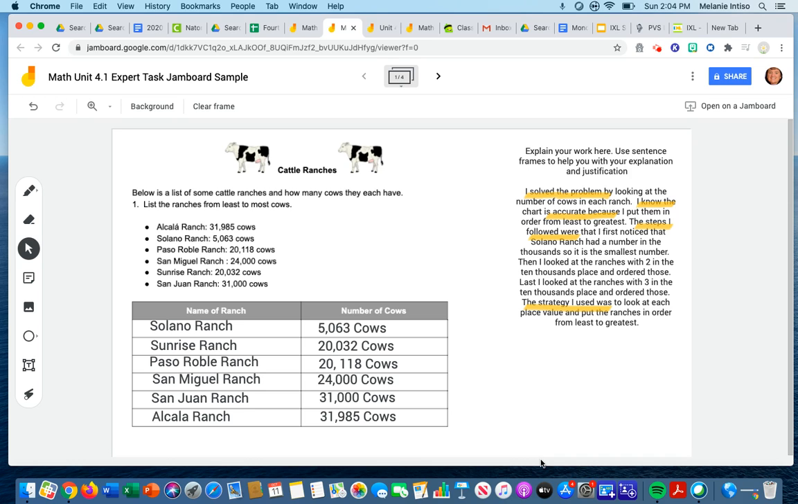Hello, scholars. I wanted to go over the 4.1 expert task Jamboard sample. On this, I'm going to show you what an exemplar Jamboard would look like for our expert task.